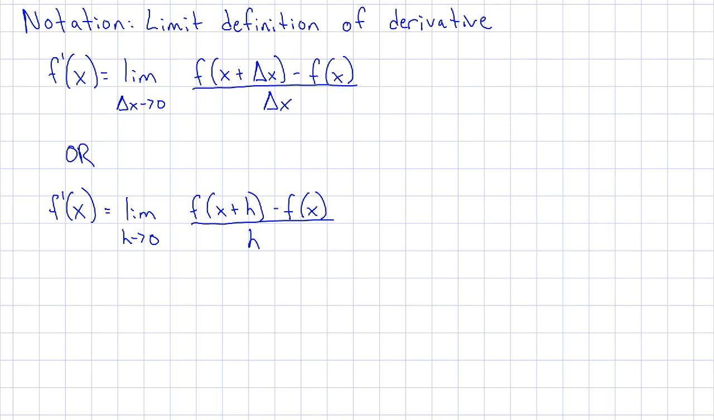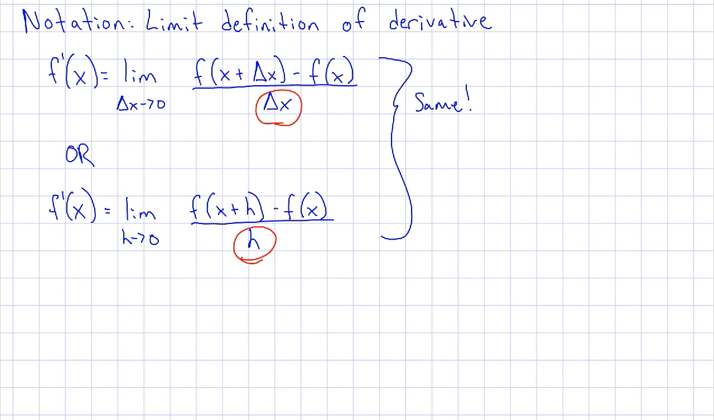So these are equivalent. Same. We're using a different variable. So one of them uses the delta x and the other uses the h. And the only difference is how it makes your formulas look in the end. So you will get to the same answer, and your final answer should not have delta x or h in it. It will just be a function of x.